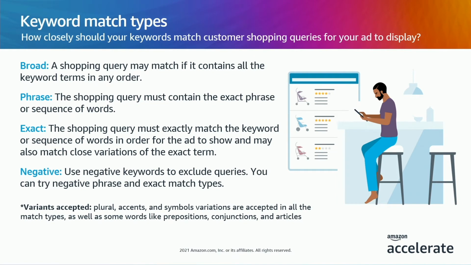First, we have broad. A shopping query may match if it contains all the keyword terms in any order. Phrase. The shopping query must contain the exact phrase or sequence of words. And then exact. The shopping query must exactly match the keyword or sequence of words in order for the ad to show, and may also match close variations of the exact term. We also have negative keywords. Use negative keywords to exclude those queries to help refine your keywords and help your ads appear in more relevant placements. You can try negative phrase and exact match types.